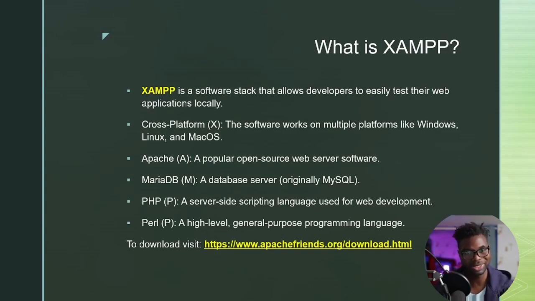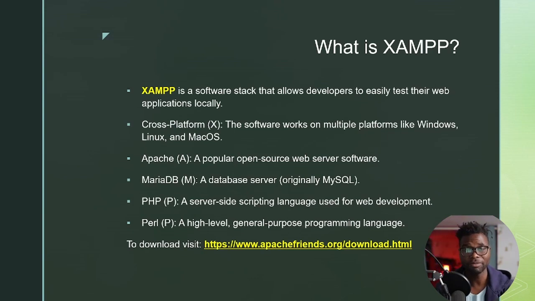So first up is XAMPP. What is XAMPP? XAMPP is a software stack that allows developers to easily test their web applications locally. Locally means on their computer. Look at each letter in XAMPP. So X stands for cross-platform. The software works on multiple platforms like Windows, Linux, and macOS. A is for Apache. Apache is a popular open source web server software.